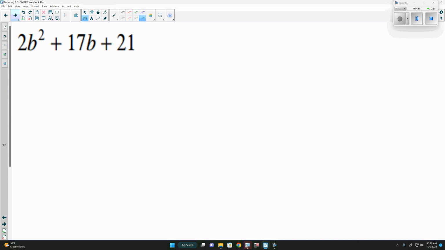Let's look at the next one here: 2b squared plus 17b plus 21. And again, the first thing we'll look for is a greatest common factor. Is there a number or a variable or both that will go into all three terms? The number in front of b squared is 2, so if there's going to be one, it has to be divisible by 2, and all three aren't. So this one does not have a greatest common factor.